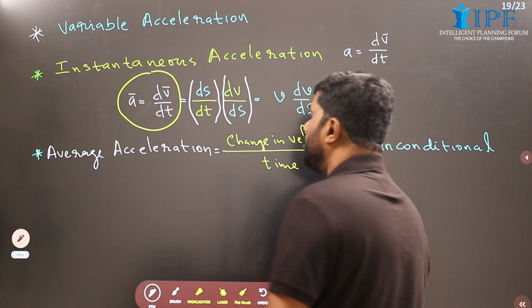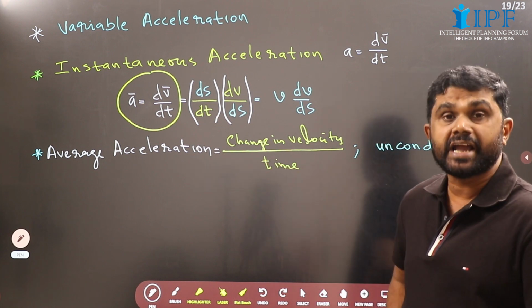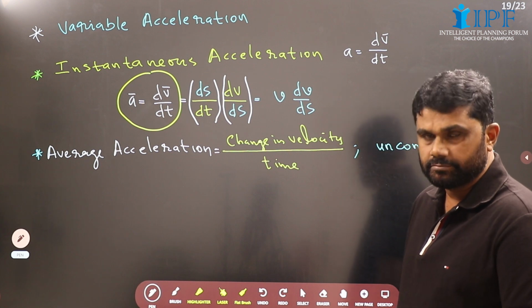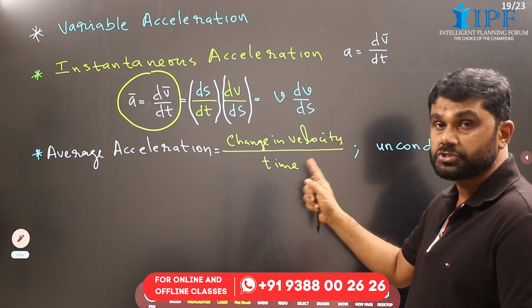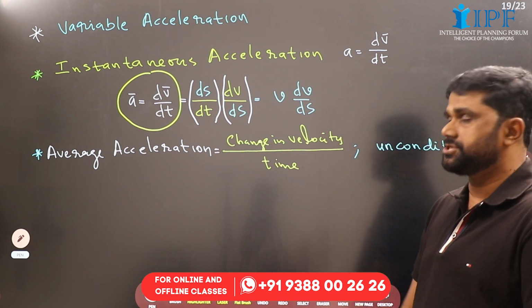Okay, now when a body moves with variable acceleration, it is interesting to find the average acceleration, and it is the change in velocity over time, and this formula is also unconditional. It is valid under any condition.